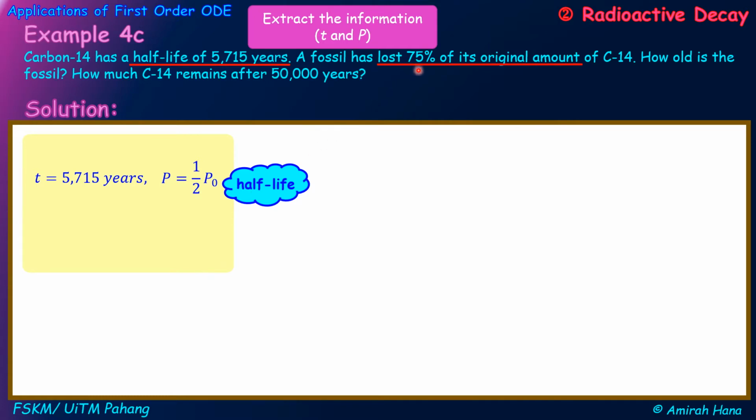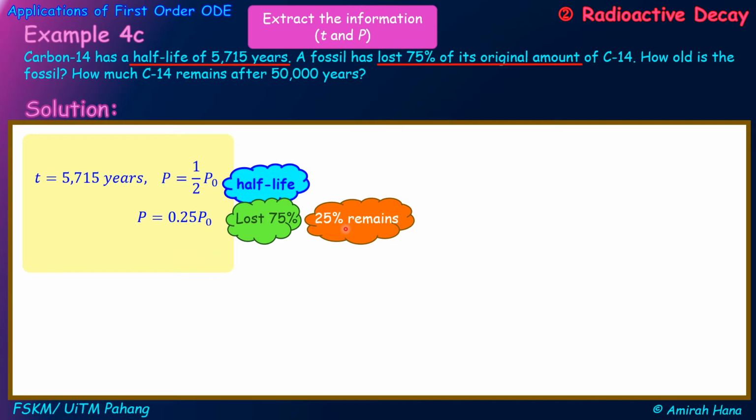And lost 75% of its original amount. So we can write P equals 0.25 P naught. Why do we write this? Because lost 75% of its original amount means 25% remains. 25% means 25 over 100, and 25 over 100 equals 0.25. P naught here because of its original amount.